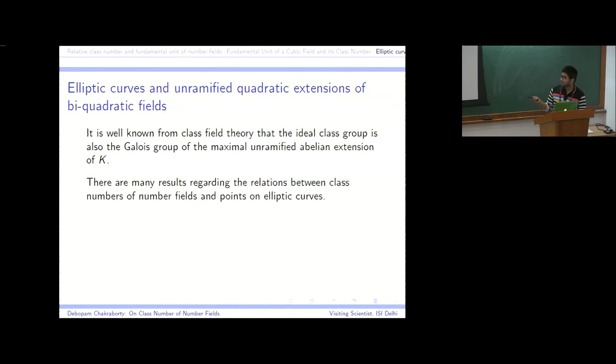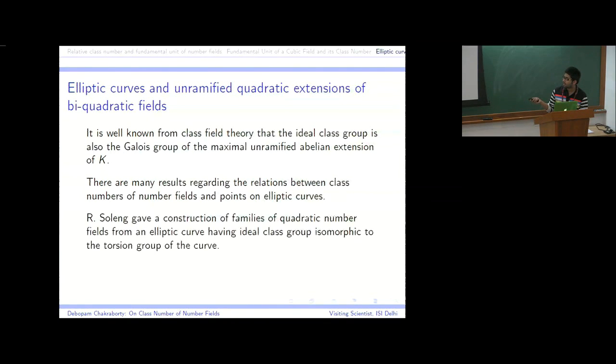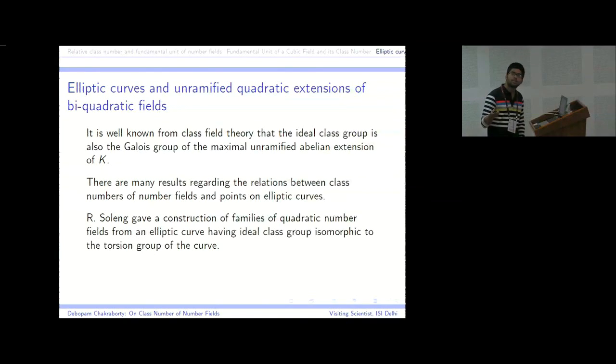There are actually too many results, as many mathematicians tried finding divisibility criteria for the class number. Ragnar Soleng gave a very interesting proof, where he took a torsion group of an elliptic curve.